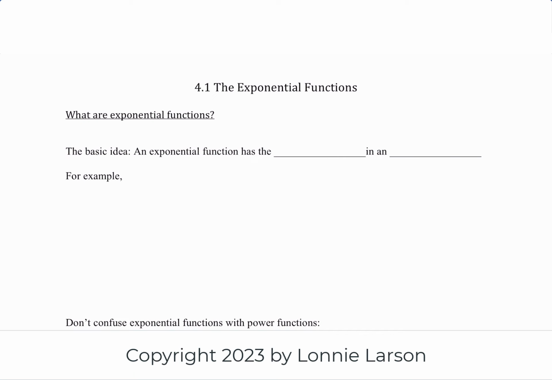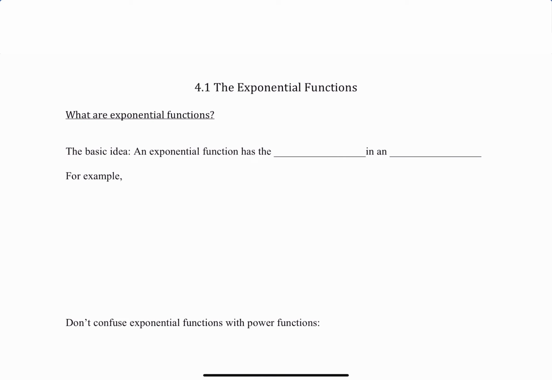In 4.1, we learn about exponential functions. First of all, what are exponential functions? Well, the basic idea is that an exponential function has the variable in an exponent. Here are some examples. F of x equals 2 to the 3x, or y equals 5 minus 1/4 to the x. Notice that the variable is in the exponent.